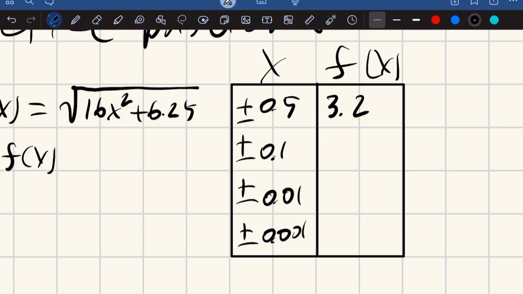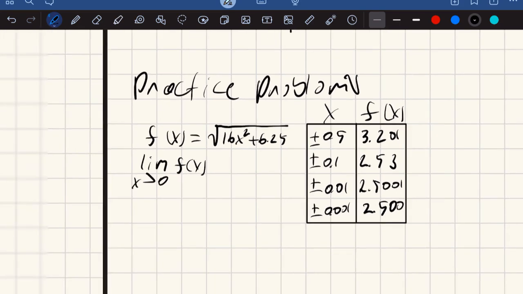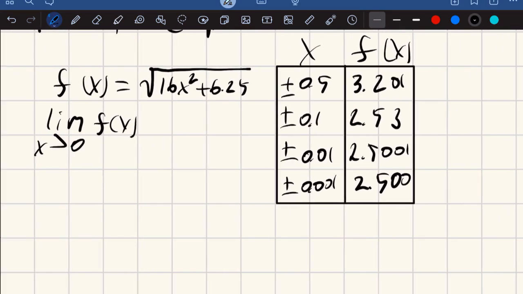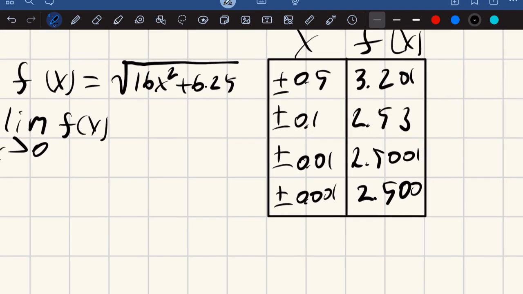And for our function, we get 3.201, 2.53, 2.5001, 2.500. So as we get closer and closer to 0, we get 2.5.